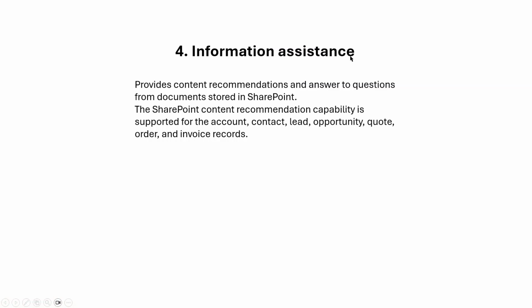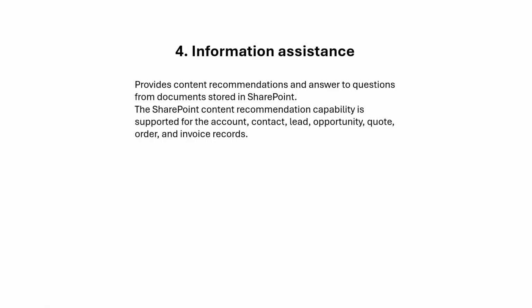The fourth feature within Copilot in Dynamics 365 Sales is information assistance. This provides content recommendations and answers to questions from documents stored in SharePoint. The SharePoint content recommendation capability is supported for the out-of-the-box sales tables like account, contact, lead, opportunity, quote, order, and invoice records. In the previous video, we have enabled the summary and recent changes capabilities within app settings.